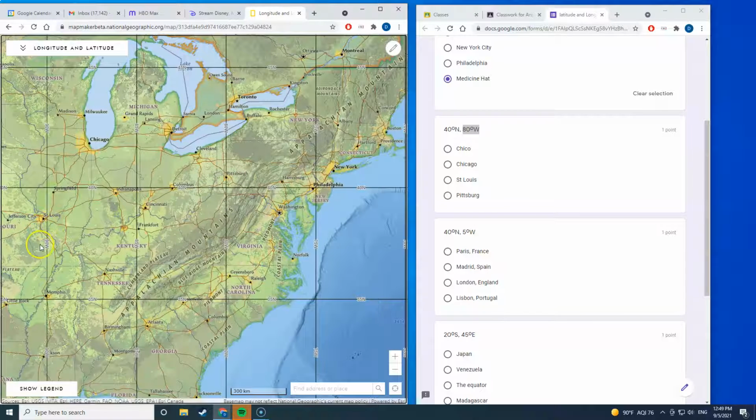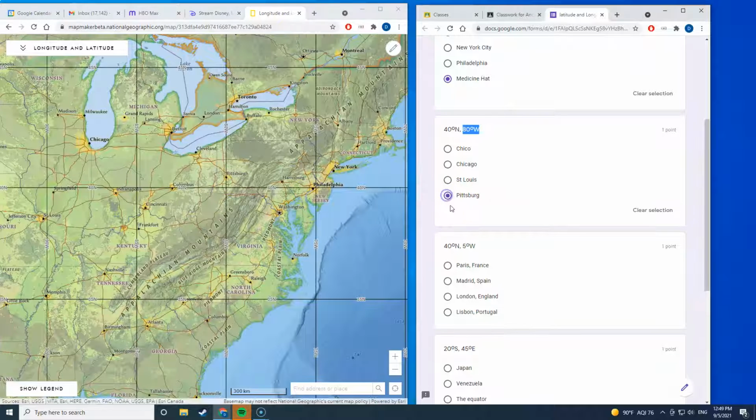St. Louis would be closer to what? See if you can figure that out. What's this point right here closest to? All right, so we start right here. It would be 40 degrees north by 90 degrees west. That's more or less where St. Louis or Springfield is. But we're looking right here at 40 degrees north by 80, and that would be Pittsburgh.